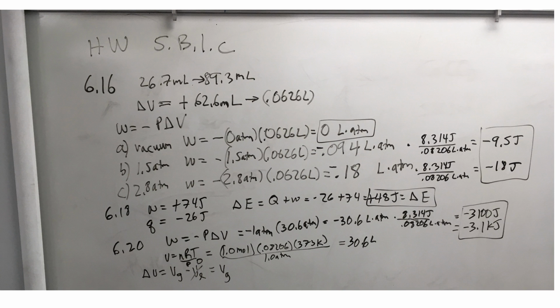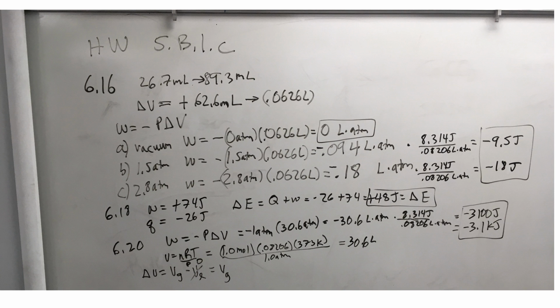So our formula is delta E equals Q plus W. Q is negative 26. W is positive 74. So together they add up to positive 48 joules for the change in the internal energy.